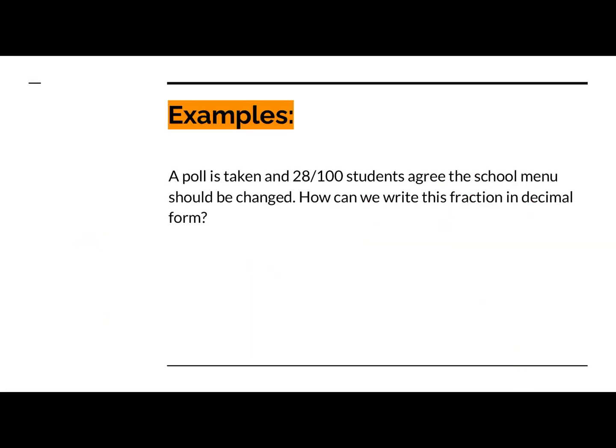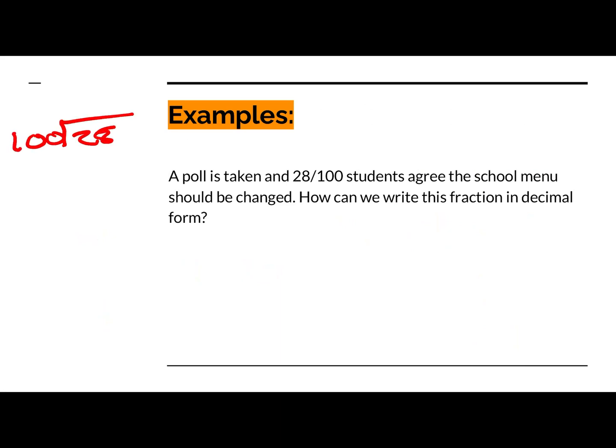A poll is taken and 28 out of 100 students agree the school menu should be changed. So how can we write this fraction in decimal form? Well, let's go over two ways to do it. For starters, let's do long division. So let's divide 28 by 100.